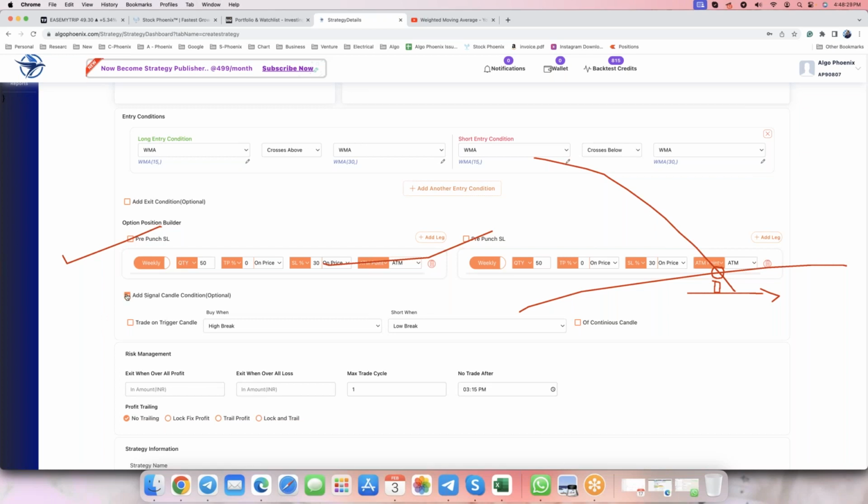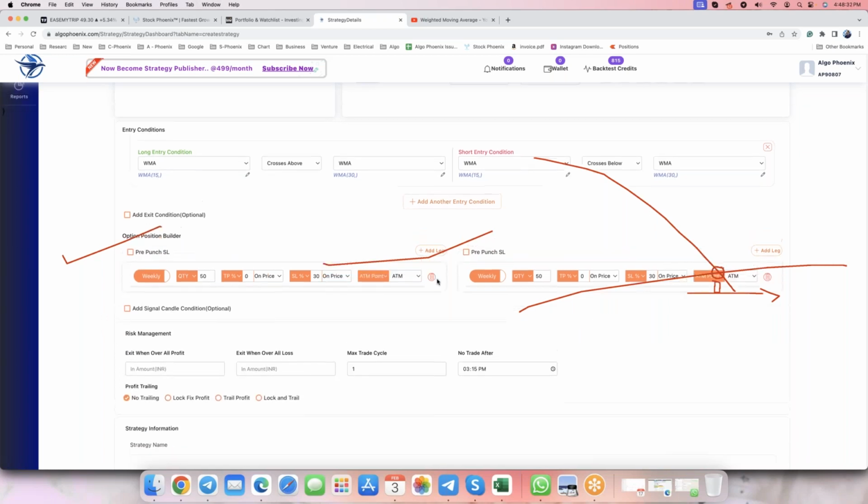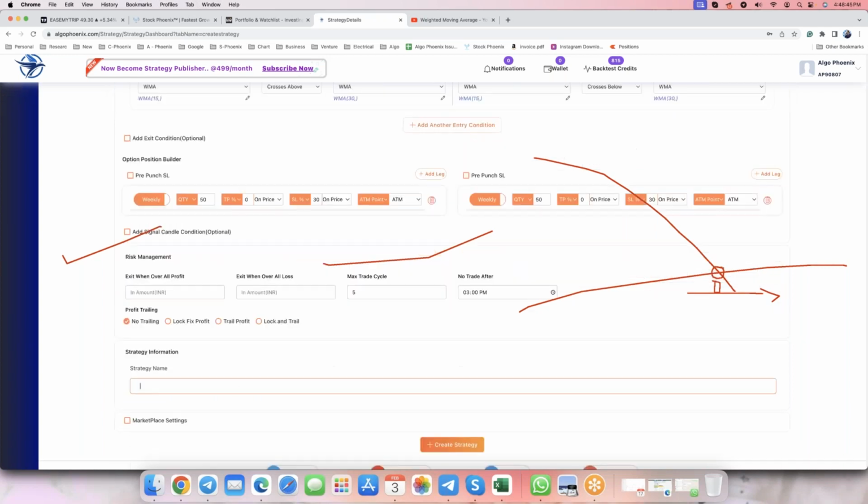I'll uncheck this as of now. Pre-punch is also not checked. Then I will keep it open. I'm not going to put any profit or stop loss, I'm just saying the maximum trade cycle is 5 cycles in a day and no trades after 3 p.m. in the evening. And I can name this strategy WMA testing. And I will create the strategy.